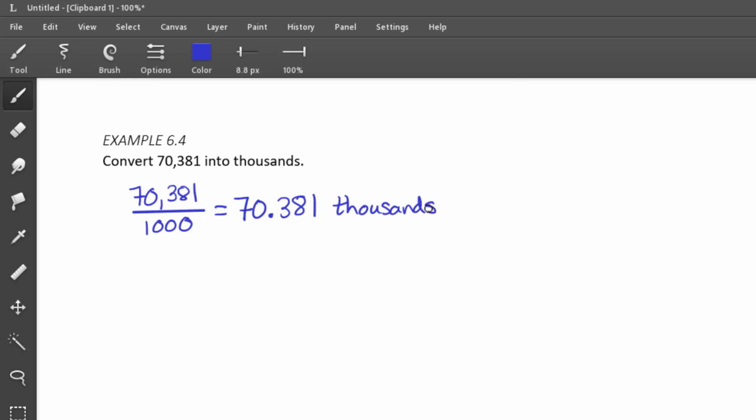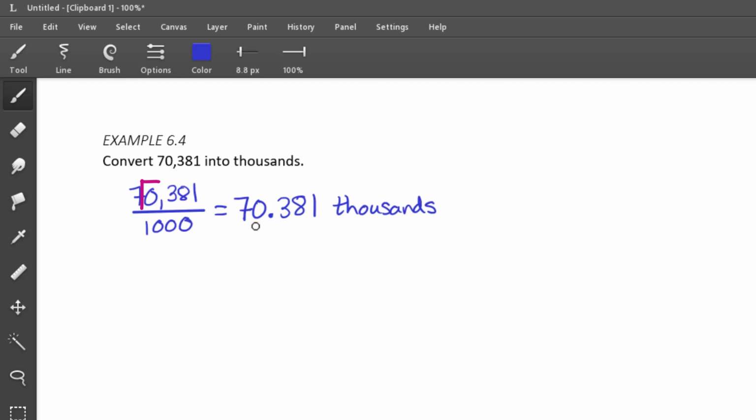Now, this number is not in ones anymore, so I wrote in thousands. Otherwise, somebody coming upon it might think it means 70.381 and that it's counted in ones. In this answer, I wrote out all of the decimal places after what becomes the ones place once you convert this into thousands. So once you convert into thousands, the counting numbers are thousands.